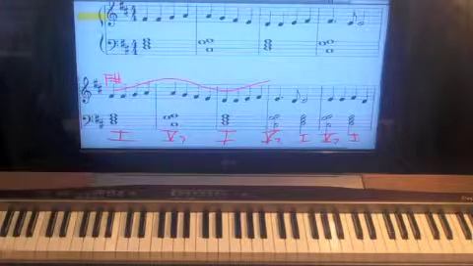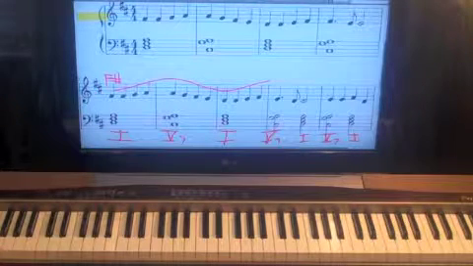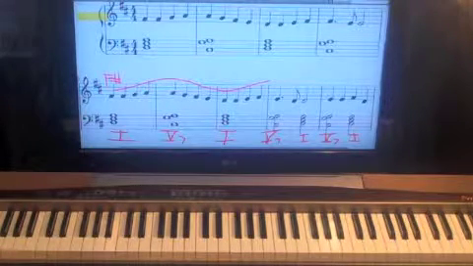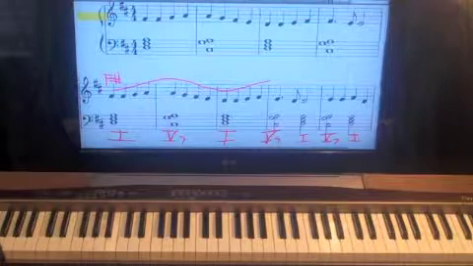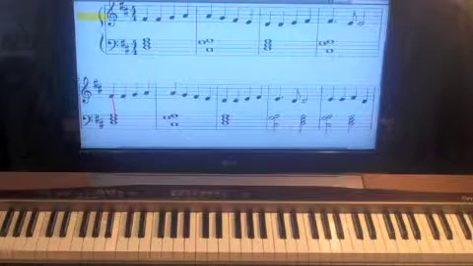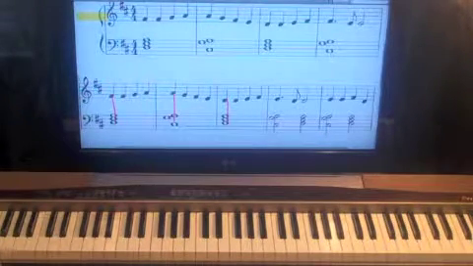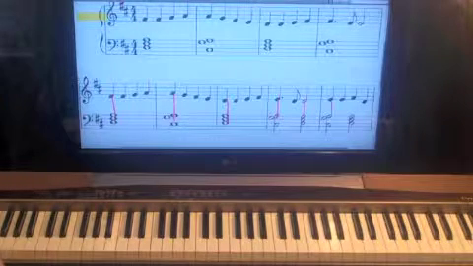Watch your counts here again. 1, 2, 3, 4. And you have that measure. Let's go ahead and put hands together because this is not a big deal. You'll find some of the pieces are really tough for you. Some of them are not so tough.